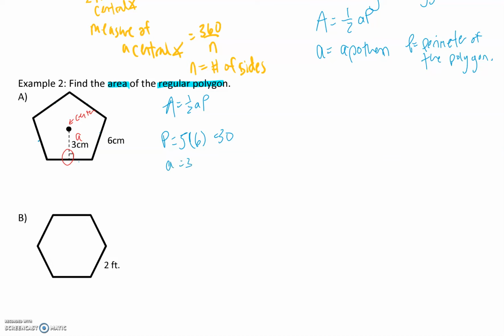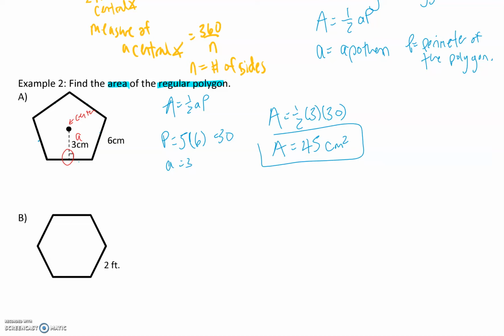So this is the best type of problem we can get, where we have all the information we need. So we just plug it in. 1/2 of 3 times 30. So area is 1/2 of 90, or 45. And again, don't forget your units, square centimeters. Okay. Now, straightforward, pretty easy, not always very fun to do.